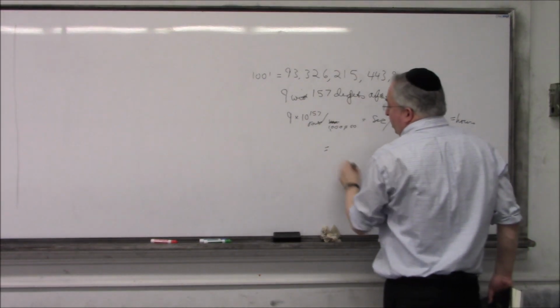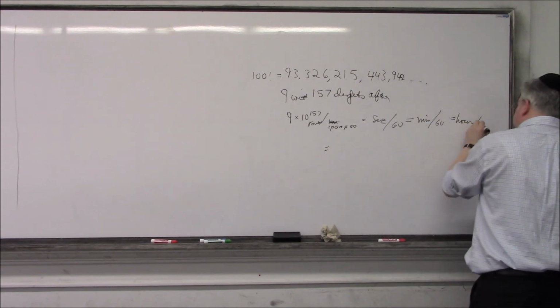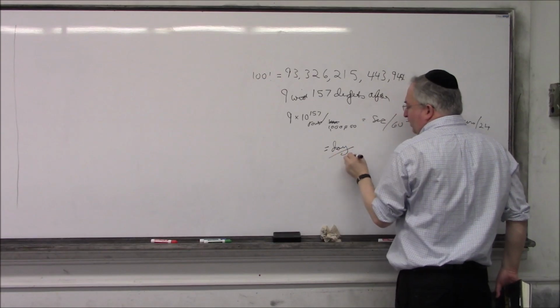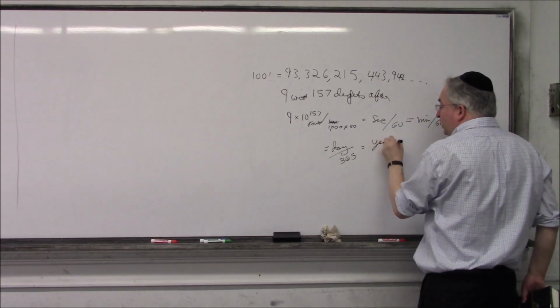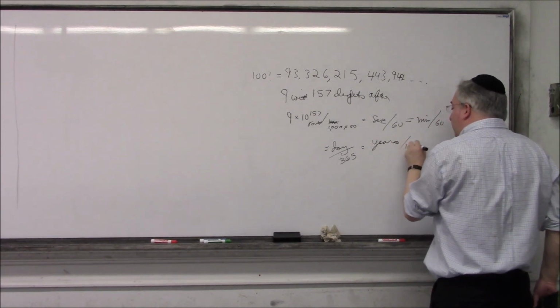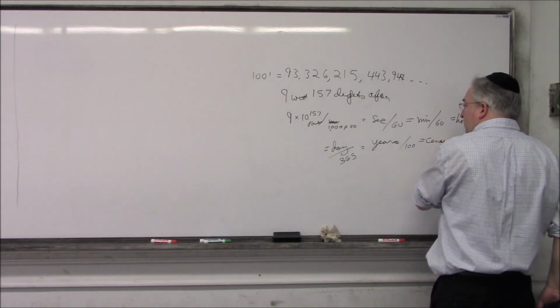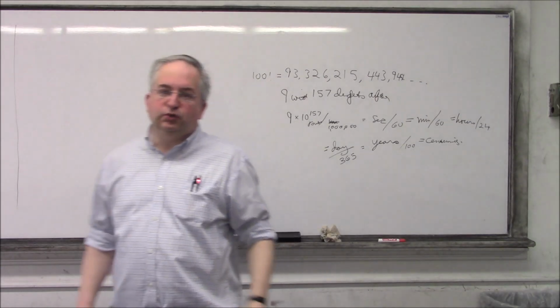And if you divide it by how many hours, you divide it by 24, you get how many days, okay? And if you divide days by 365, you get how many years. And just to make it a little bit more interesting, if you divide years by 100, you get how many centuries. How many centuries does it take for your computer to do this?